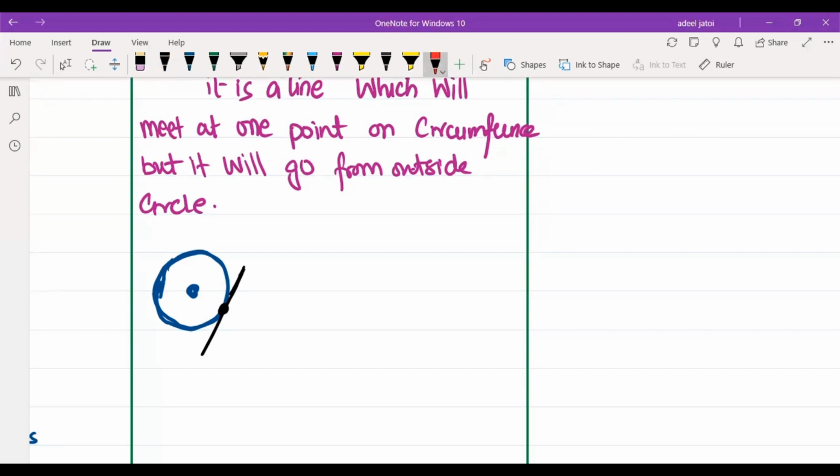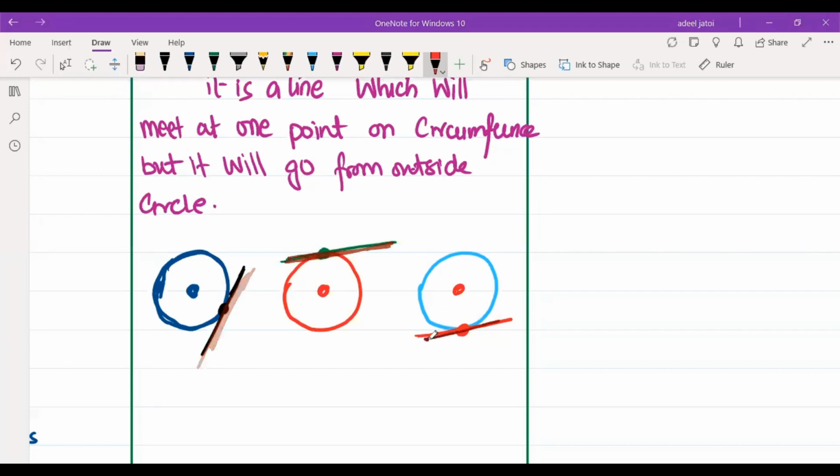Let's create another circle. This is the center of the circle. Let's say a line is meeting at one point and it is going through the outside of the circle. So this is known as your tangent line. Similarly, let's work on another circle, and this circle is going to meet a tangent, but this tangent is going outside the circle. So obviously this will be known as your tangent. So your tangent passes through the outside of the circle, but this will always touch one point on the circumference.